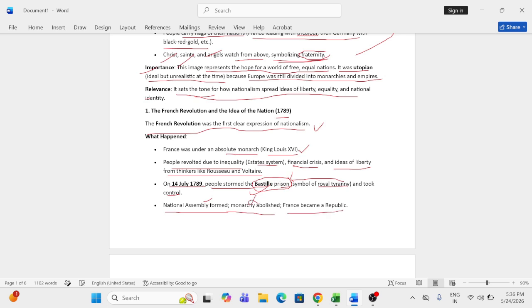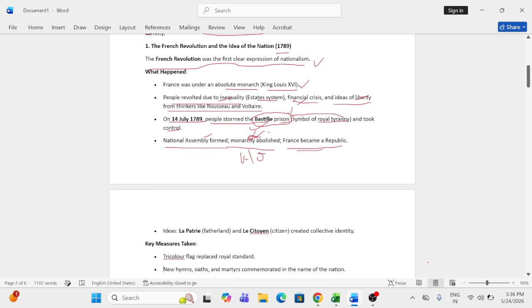France became a republic. So we all are aware that monarchy is a system where the countries are ruled by the kings and queens. And so people revolted because there was inequality, financial crisis, and there were thinkers at that time that focused on liberty. So all these things forced people into the revolution. The National Assembly got formed, monarchy got abolished, and France became a republic, right?